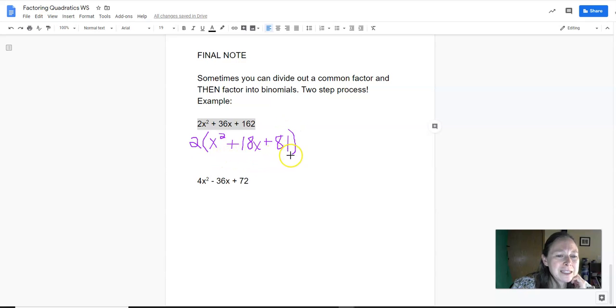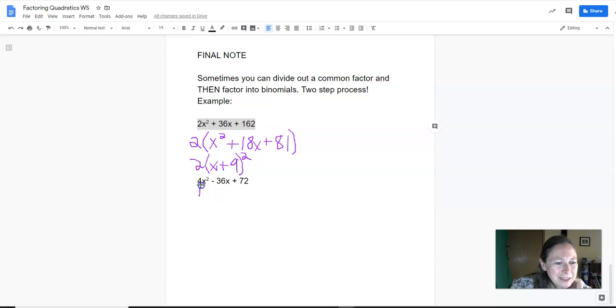And now the rest of this looks factorable. And not only does it look factorable, 18 is twice a number, and 81 is that number squared. Can you think of what that number is? It is 9. Very good. So 2 times x plus 9 quantity squared. And that's the final fully factored form of that trinomial. Let's try the next one. 4x squared minus 36x plus 72.